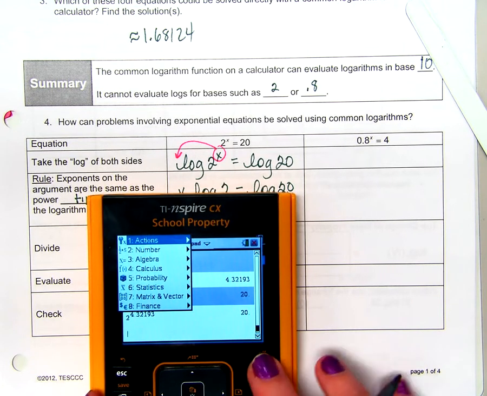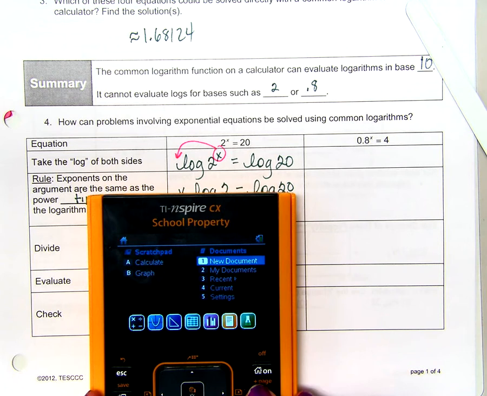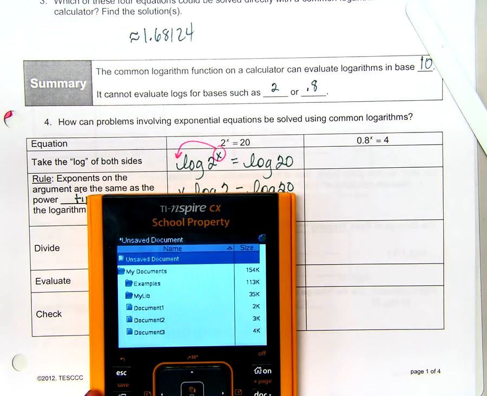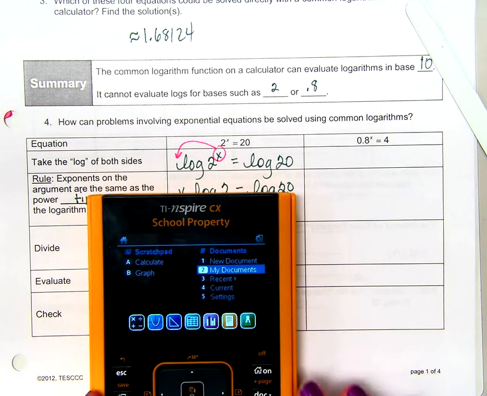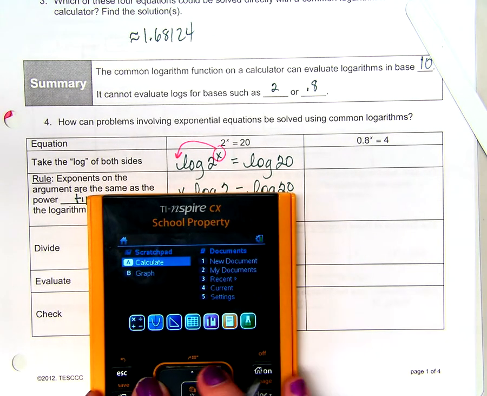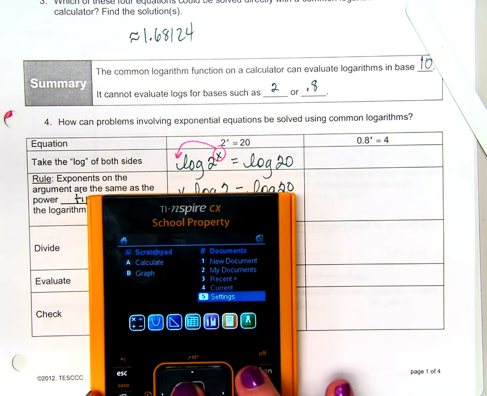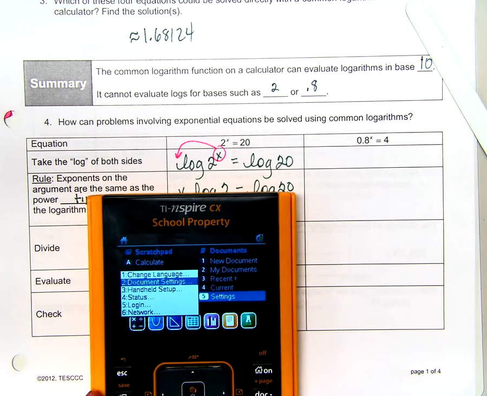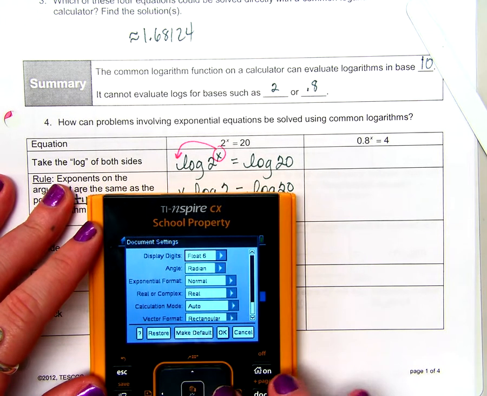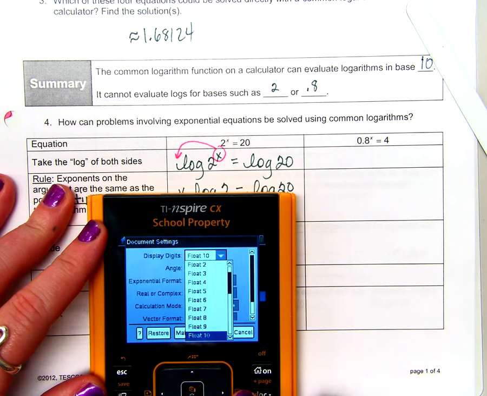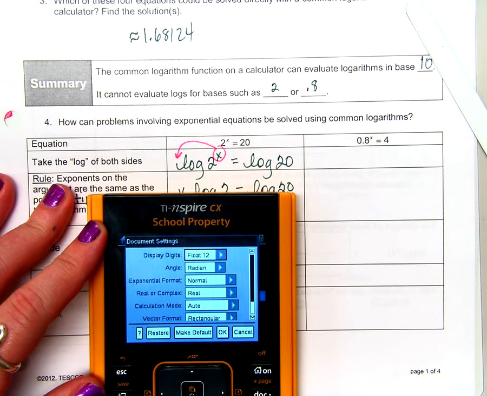I just want to go look real fast if I can remember where float is. I don't remember where it is. Home, document, right here. Home, settings. That's not what I said, calculator. Yeah, see, it's on float 6 for you. So if we make it go to... Oh, that's not what I wanted. Let's go float 12 just for giggles.